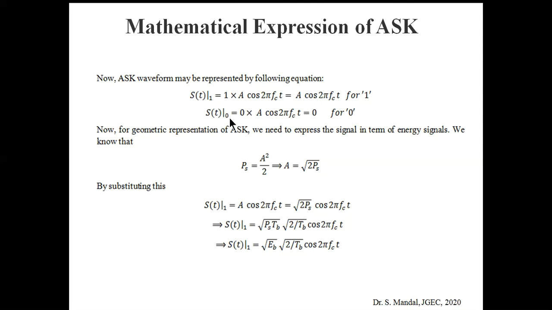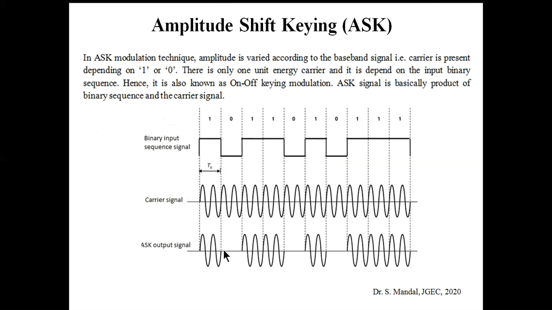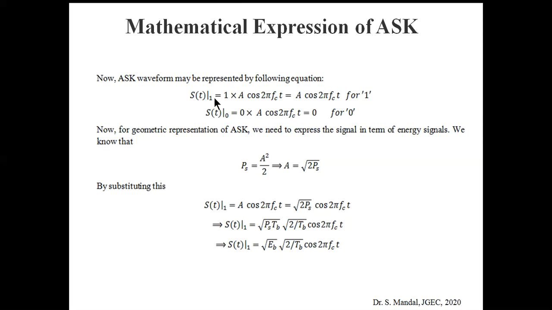And for the symbol 0, the corresponding waveform or output is 0 multiplied by A cos 2 pi fct, that is 0. As we already saw from the earlier slide, for this region there is no waveform. So for this region the expression is 0, and for this portion A cos 2 pi fct. That's why you write s1(t) for 1 and s0(t) for 0. Now this is the formal expression.